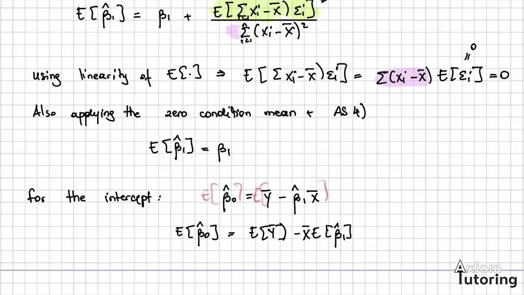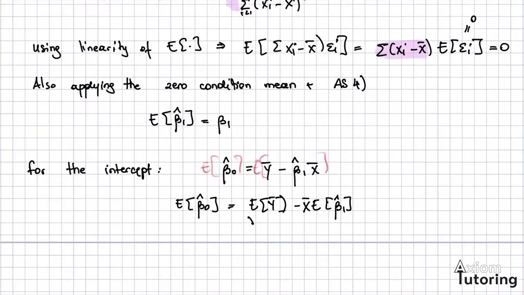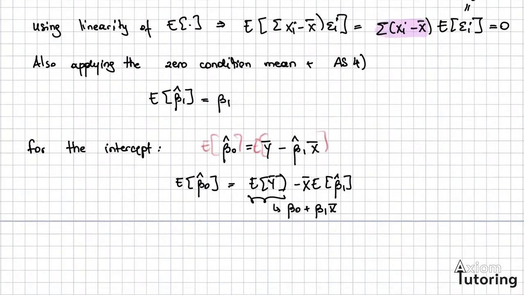Ultimately, from here, we know that the expectation of y bar is simply beta null plus beta 1 x bar. So knowing this information and substituting this, we will be left ultimately with the expectation of beta null hat simply equal to beta null. So both OLS intercept and slope coefficients are unbiased.